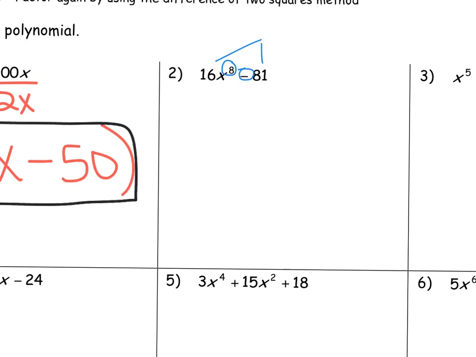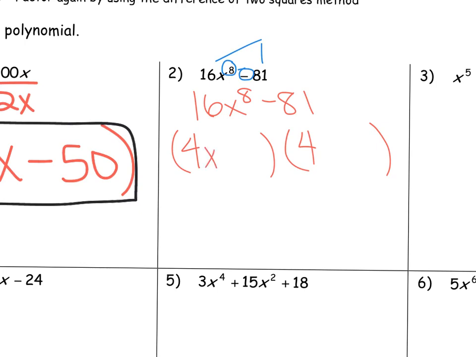Let's see. All right, so I have 16x to the 8th minus 81. Well, this is DOTS, so I'm going to break this up into my two sets of parentheses. We know that the square root of 16 is 4, so I'm going to write a 4 on both sides. I know the square root of x to the 8th is x to the 4th and x to the 4th. And I know that the square root of 81 is plus or minus 9. Now, if you decided to write the minus 9 first and then the plus 9 second, totally fine.